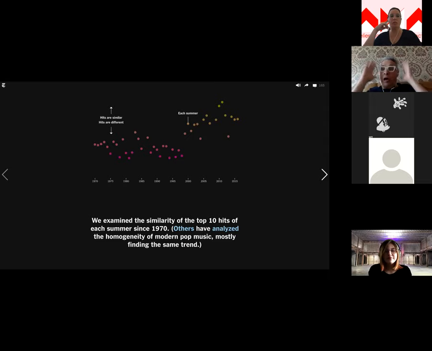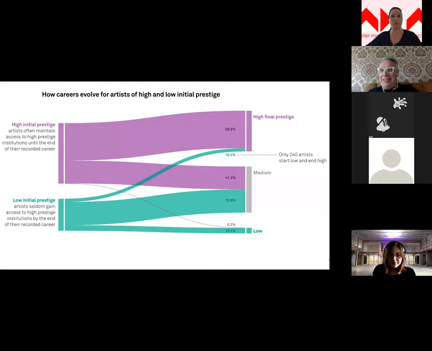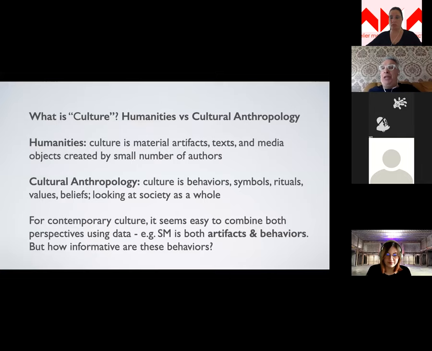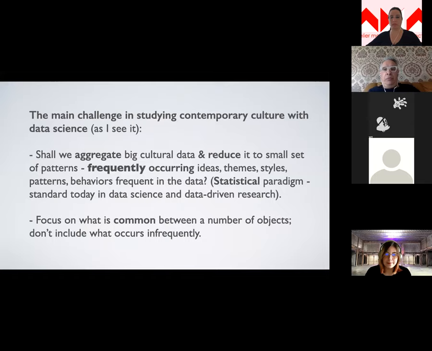So how can we intellectually develop ways to think about big data, to use computers to deal with multiplicity and variability as opposed to aggregation, right? This is, to me, one of the biggest intellectual challenges of our times. And it also connects, in some ways, to the future of architecture, the future of design, and especially the analytical part of how you look at the city, right? So shall we continue to aggregate big cultural data and reduce it to patterns, frequently occurring ideas, themes, behaviors, right? And when you do it, you can focus on what is common between a number of objects.